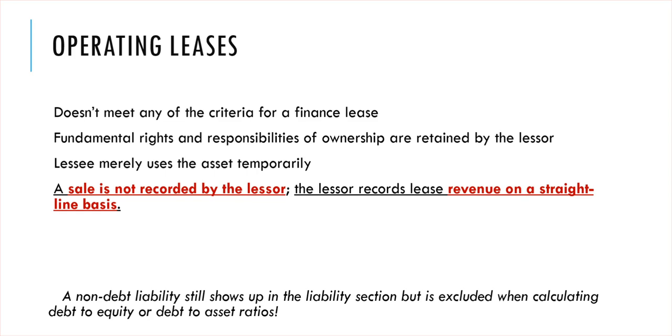Also, the party that is leasing it out does not take the equipment off their books. Or if it's inventory that's being leased out, they don't get to take the inventory off their books and record the sale. Instead, they just record rent revenue as it passes.